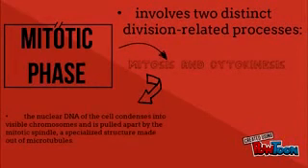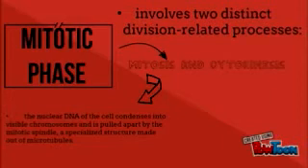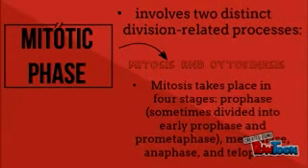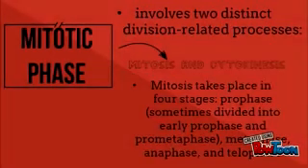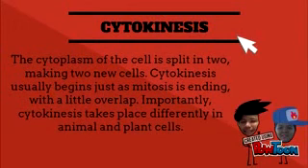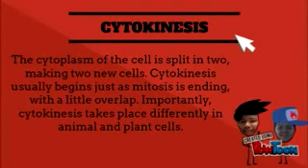In mitosis, the nuclear DNA of the cell condenses into visible chromosomes and is pulled apart by the mitotic spindle, a specialized structure made out of microtubules. Mitosis takes place in four stages: prophase, metaphase, anaphase, and telophase. In cytokinesis, the cytoplasm of the cell is split in two, making two new cells. Cytokinesis usually begins just as mitosis is ending, with a little overlap. Importantly, cytokinesis takes place differently in animal and plant cells.